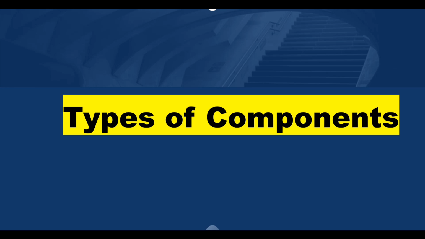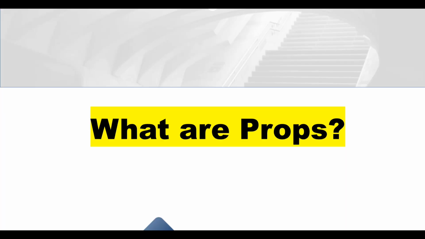Next, what are props? Props are like ingredients. Just like you need ingredients to cook a meal, components need props, short for properties, to display dynamic data. Props allow you to pass information from one component to another. Why do we need to use props? We need to pass data from one component to another component, so we use props.